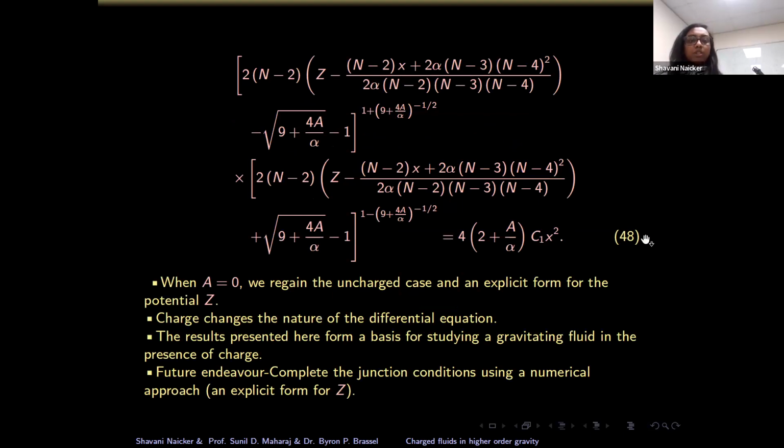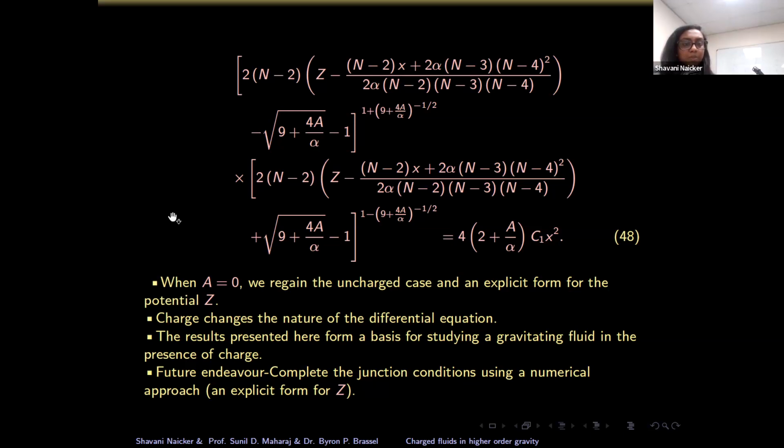So when A equals 0, we then regain the uncharged case, which is an explicit form for the gravitational potential Z. Now with that, charge changes the nature of the differential equation. When we have charge, we have an implicit form for the gravitational potential Z. However, it is still provided exactly. When the electromagnetic field is switched off, we then have an explicit form for the gravitational potential Z.